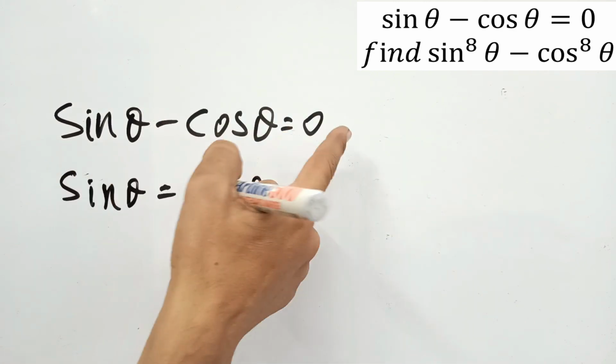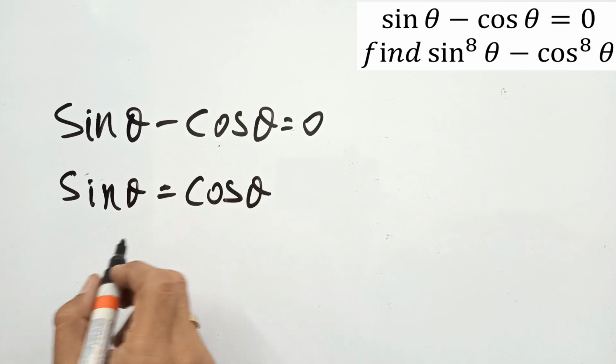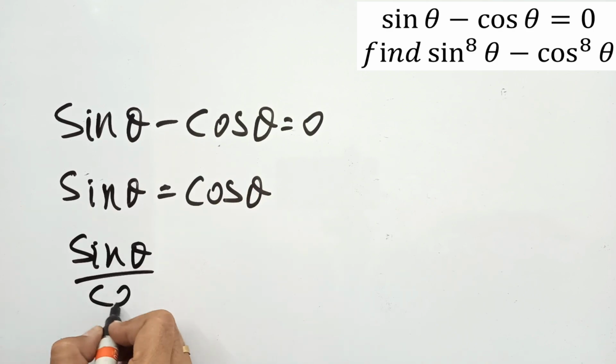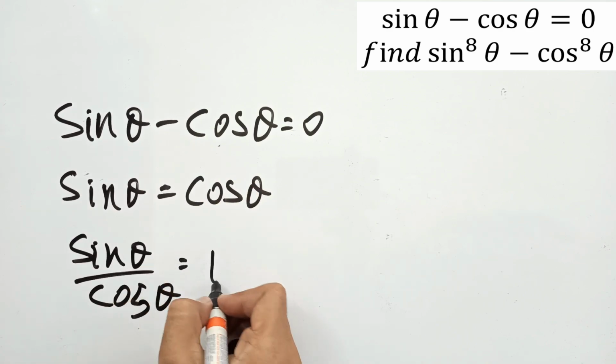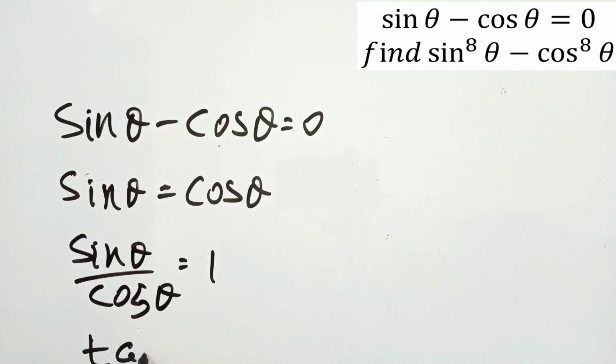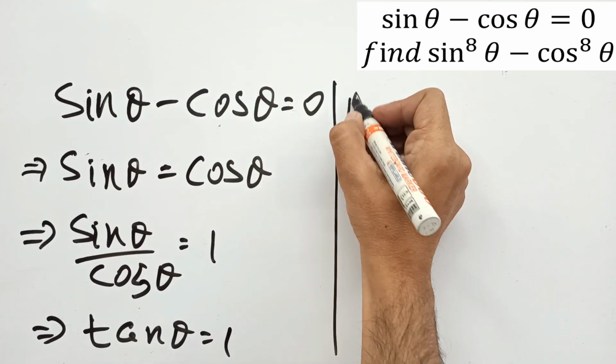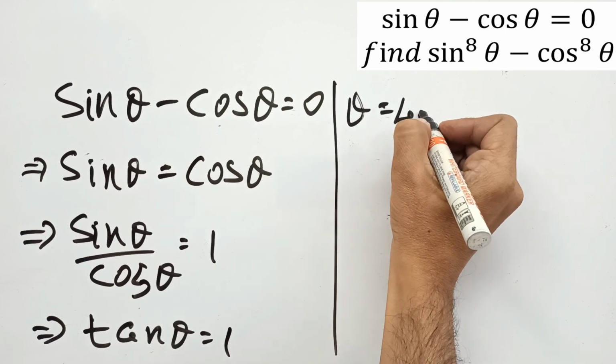Sin theta minus cos theta is equal to 0. We can write sin theta is equal to cos theta. Sin theta upon cos theta is equal to 1. This implies that tan theta is equal to 1. This shows that theta is equal to 45 degrees.